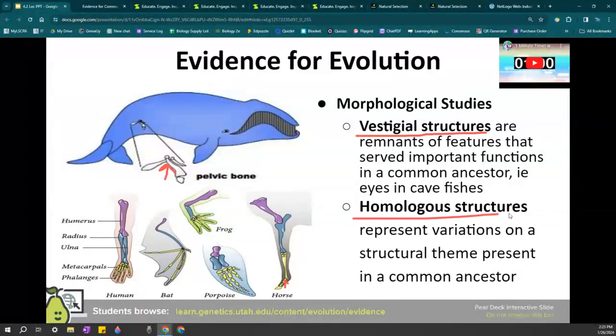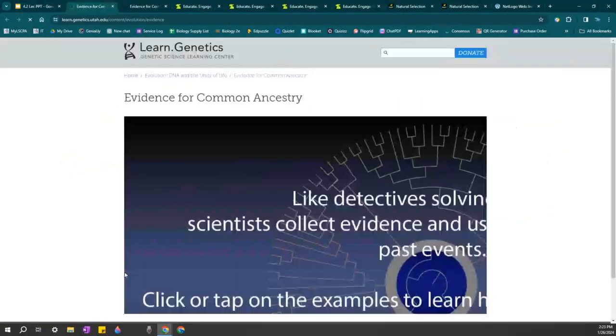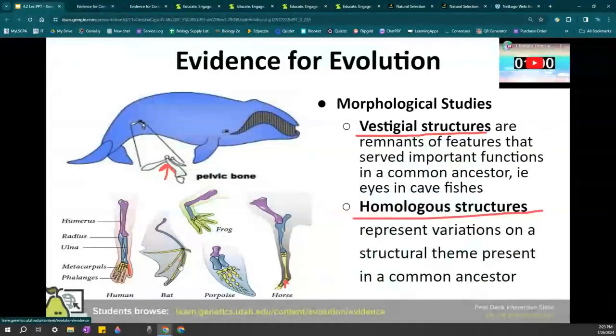Then we can also look at homologous structures. These are structures across different animals that are possibly related by a common ancestor. So for instance, humans have five phalanges, bats have five phalanges, frogs have five phalanges, and porpoises have five phalanges. We already talked about horses, they're a little bit different. So given that they all have five phalanges, I can imagine that there's possibly a common ancestor that had five phalanges. It would have to be a pretty far common ancestor though, because frogs are amphibians while the others are mammals. So we can draw conclusions about homologous structures.